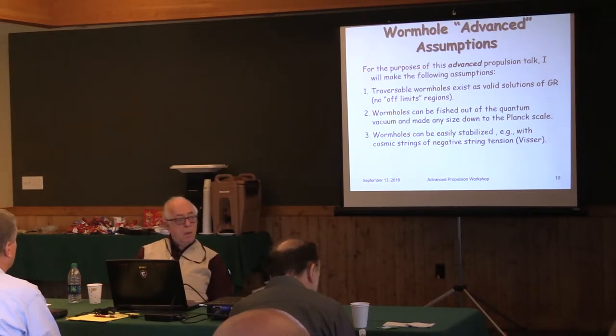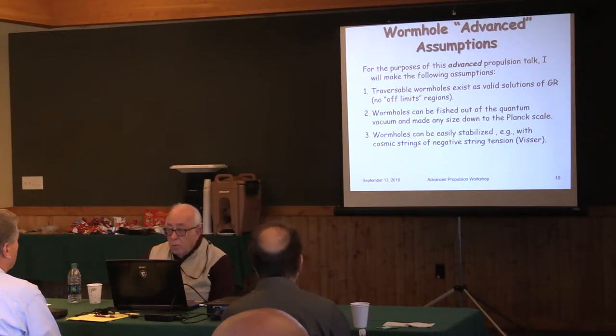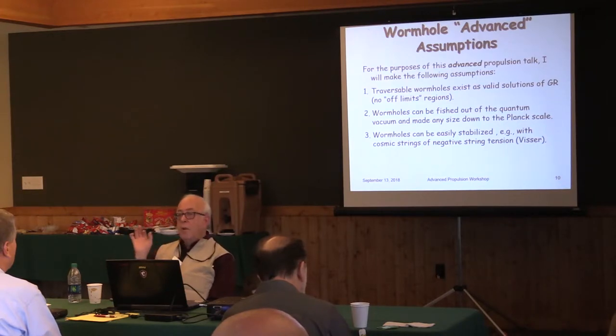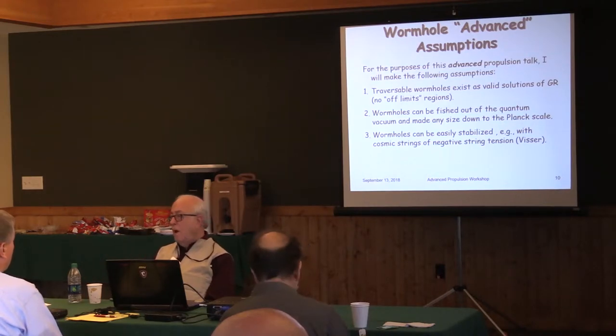The person who wrote the book on wormholes, literally, is Matt Visser, whose book Lorentzian Wormholes was published by the American Institute of Physics. He pointed out that there is another solution in general relativity called a cosmic string, and cosmic strings can have negative string tension. If you combine a wormhole with a cosmic string of negative string tension, you ought to get a stable object. And so if you're fishing things out of the quantum vacuum, you're more likely to fish a stable something out of the quantum vacuum than an unstable one, so you might be able to fish out a wormhole which has already been stabilized.